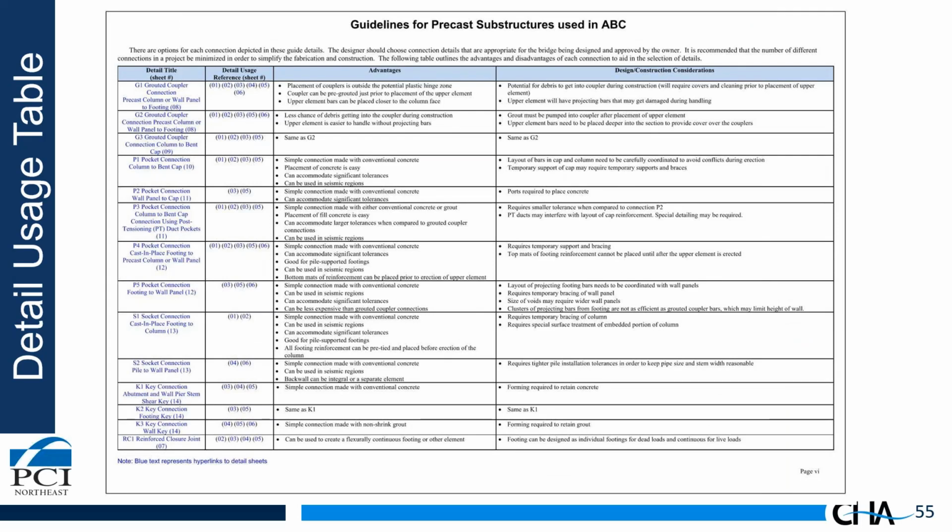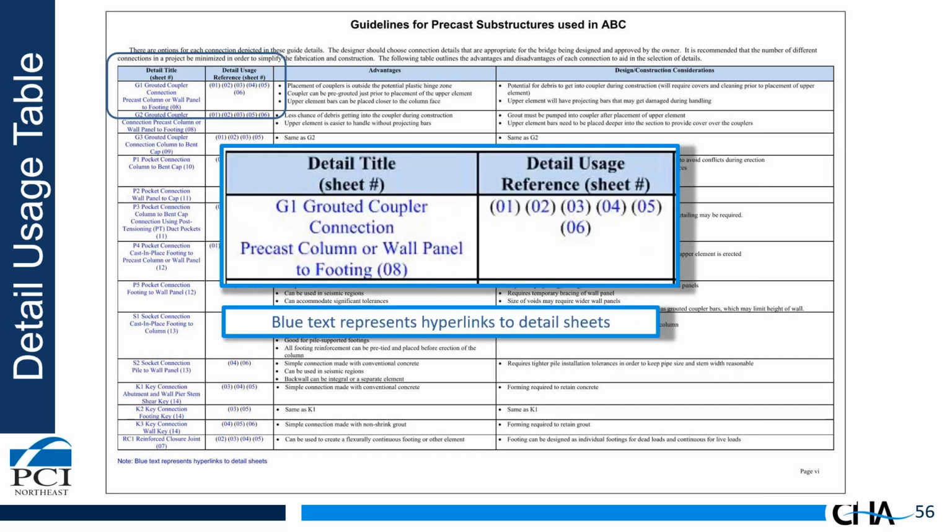This is a detail usage table that's on page 6 of the document. It is a very useful thing, a starting point if you're looking to develop a design for a substructure. So let's zoom in on this first corner here, which we have for every detail. We've developed details for all these connections, and we've assigned detail numbers to each detail. In this case, G1, which is a grouted coupler connection for precast columns or walls. This is a hyperlink. The blue text is a hyperlink. If you click on this, it'll bring you to sheet 8 of the document, which will include those details for the grouted coupler connection G1.